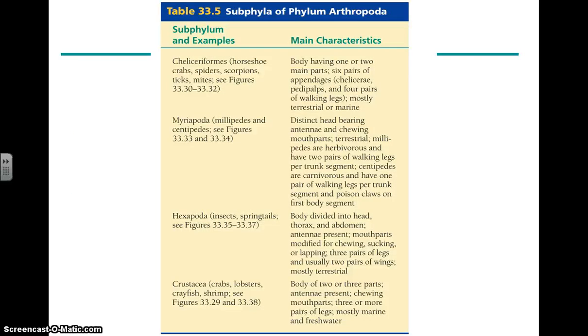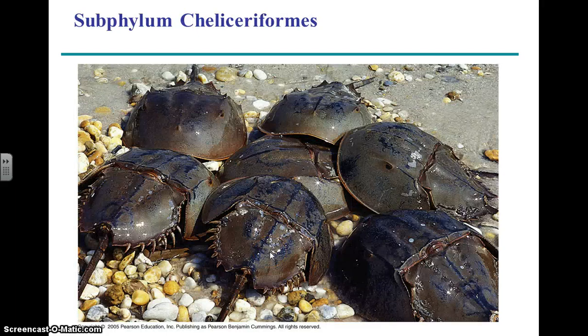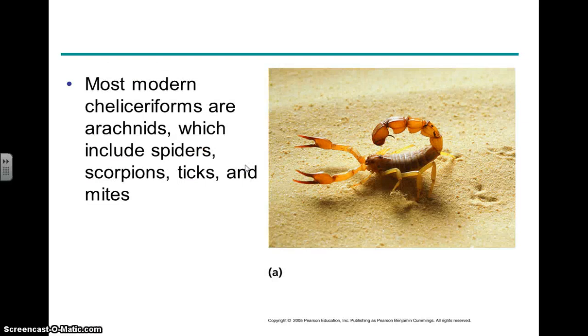Alright, open circulatory system. Here's some of our subphyla. Don't really worry about these so much, although some of the names like crustacea will look quite common, you'll recognize that. Horseshoe crabs, again this exoskeleton, these funky marine creatures.